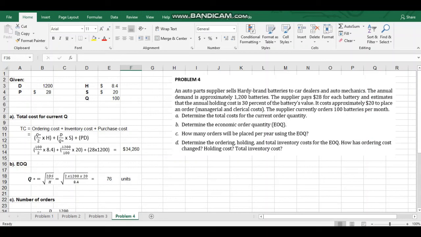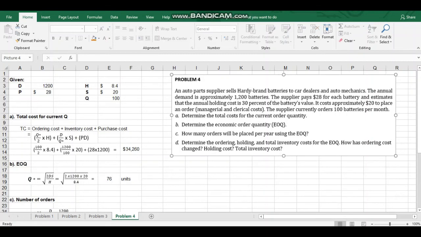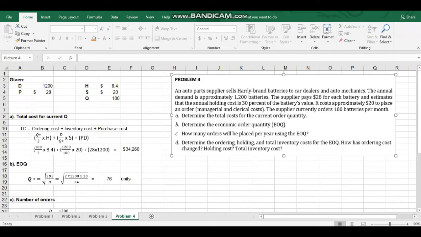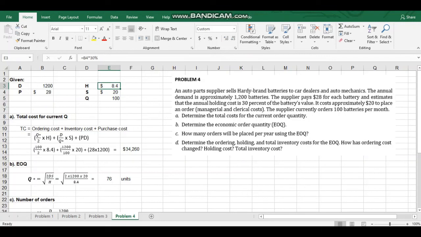The supplier pays $28 for each battery. So that becomes our price, okay? And 1,200 batteries is the annual demand. And then it estimates that the annual holding cost is 30% of the battery's value. So the holding cost is 30% of the price, which is 28. And we have $8.4 as our holding cost.